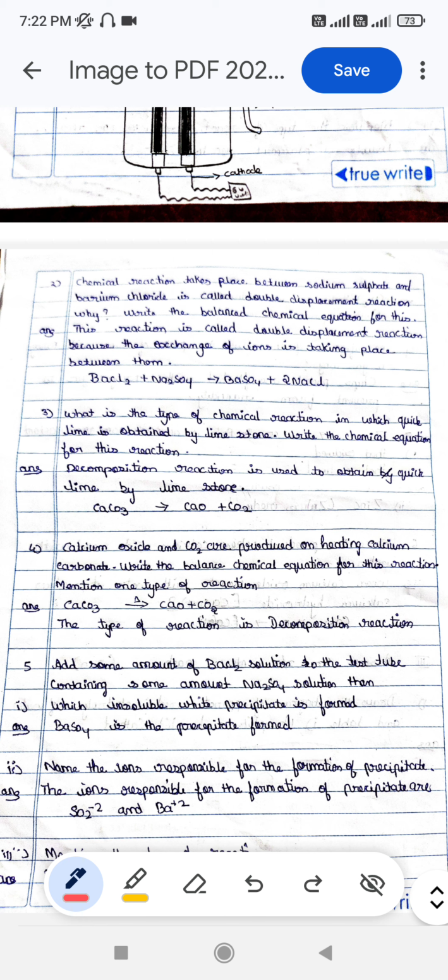add some amount of barium chloride solution to a test tube containing some amount of sodium sulfate solution. This is similar to question number 2, just asked in a different way. Again the same question, only framed differently. Here they are asking about a test tube containing barium chloride, to which we are adding sodium sulfate solution. The first question is which insoluble white precipitate is formed.